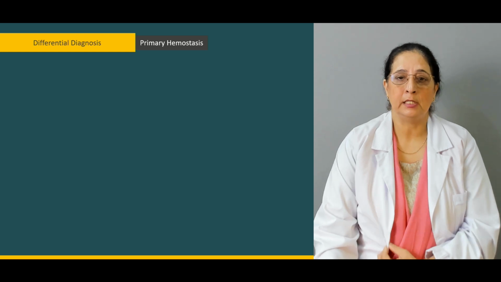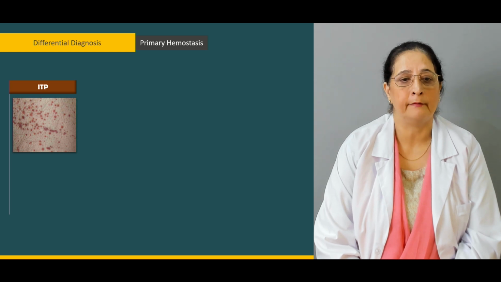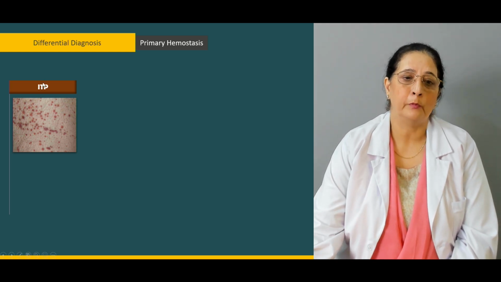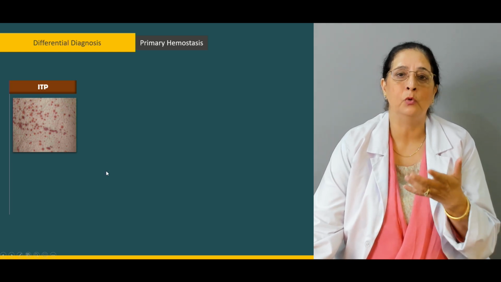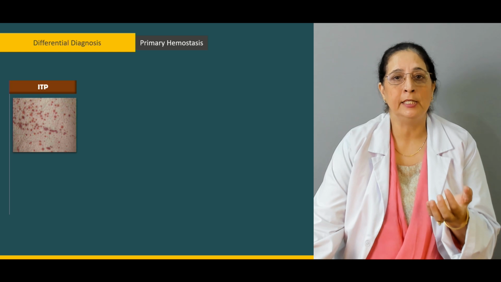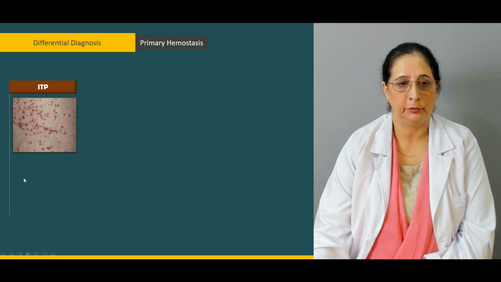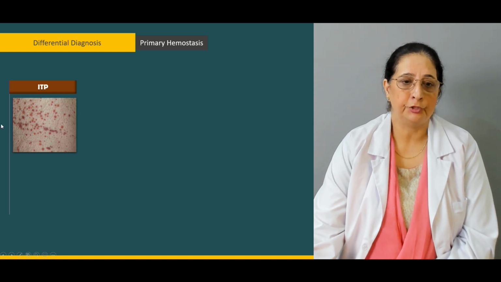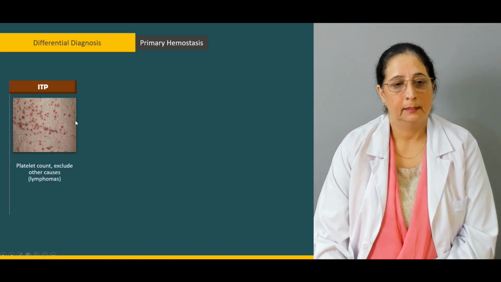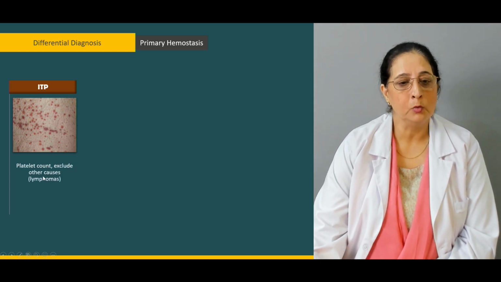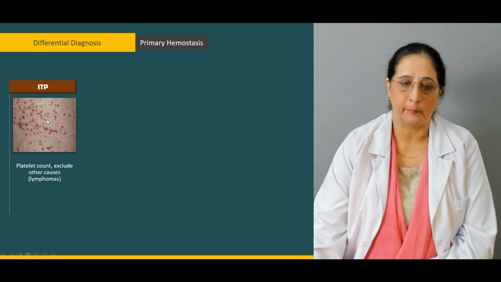Differential diagnosis, primary hemostasis. Differential diagnosis, we have idiopathic thrombocytopenic purpura. Idiopathic means no cause known. So there is idiopathic thrombocytopenic purpura. You can see that's the rash that is present in ITP. Platelet count, exclude other causes like lymphoma. So platelet count is important.